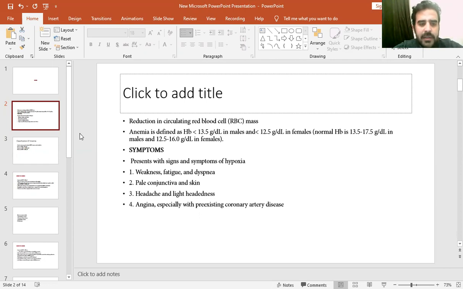There are many signs and symptoms of anemia, a few of which I have written over here. It presents with signs and symptoms of hypoxia: weakness, fatigue, and dyspnea, pale conjunctiva and skin, headache and lightheadedness, angina, especially with pre-existing coronary artery disease. These are a few of the symptoms which our patient will have if he or she is suffering from anemia.